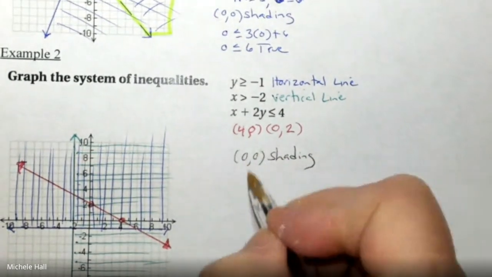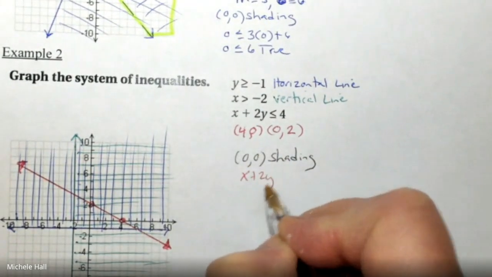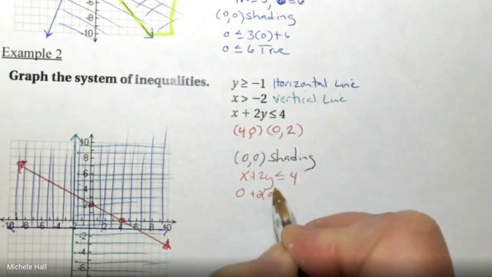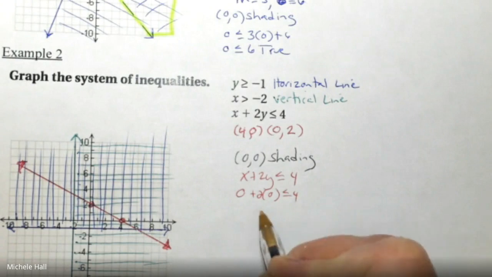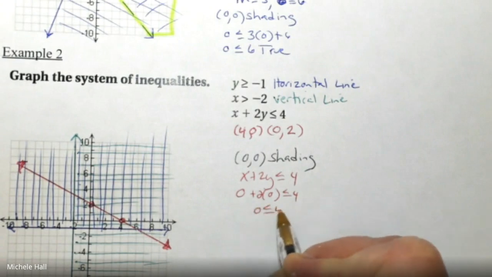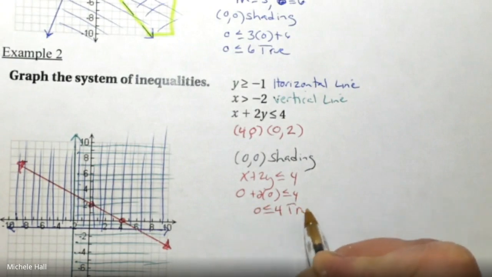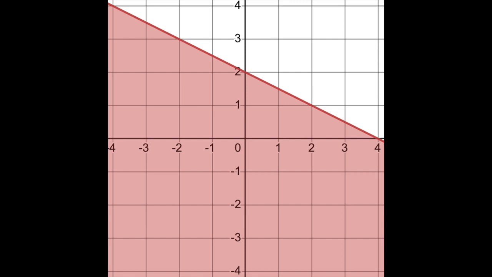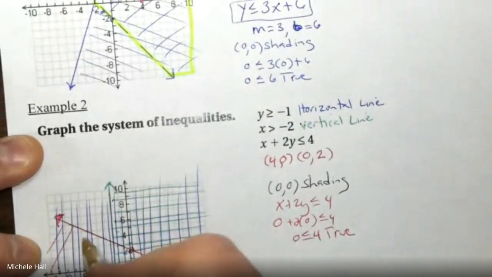So we have x plus 2y is less than or equal to 4. X is 0. Y is 0. And we get that 0 is less than or equal to 4. That's true. I chose (0, 0), so that means that I'll be shading down here. Here, below the line.